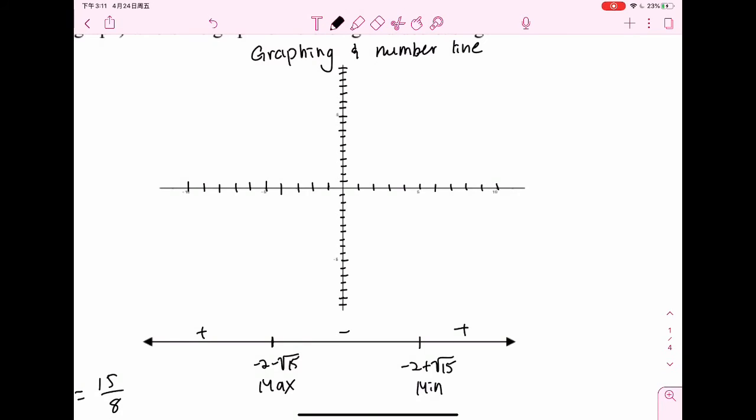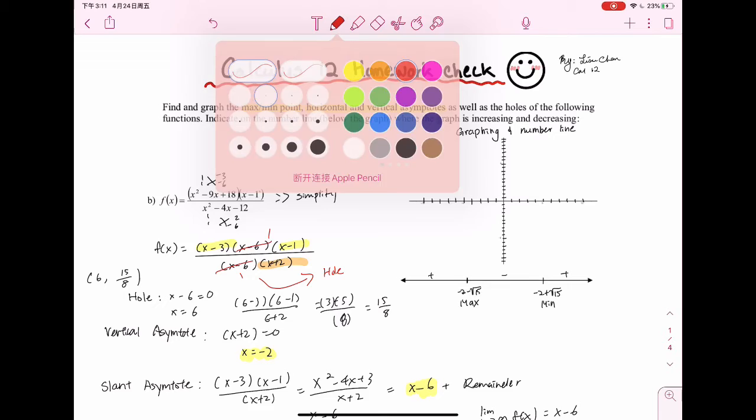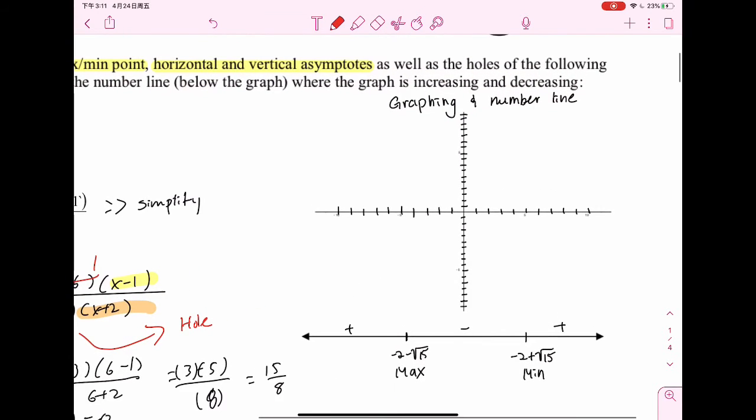As we can see, there's a number line, and on the number line, on the left of -2 minus root 15, there's a plus sign, and in between there's a minus sign, and on the right there's a plus sign. These signs came from plugging in numbers on the number line to see if that region is positive or negative. I plugged the numbers into f prime, therefore I can know the positive and negative regions of the graph.